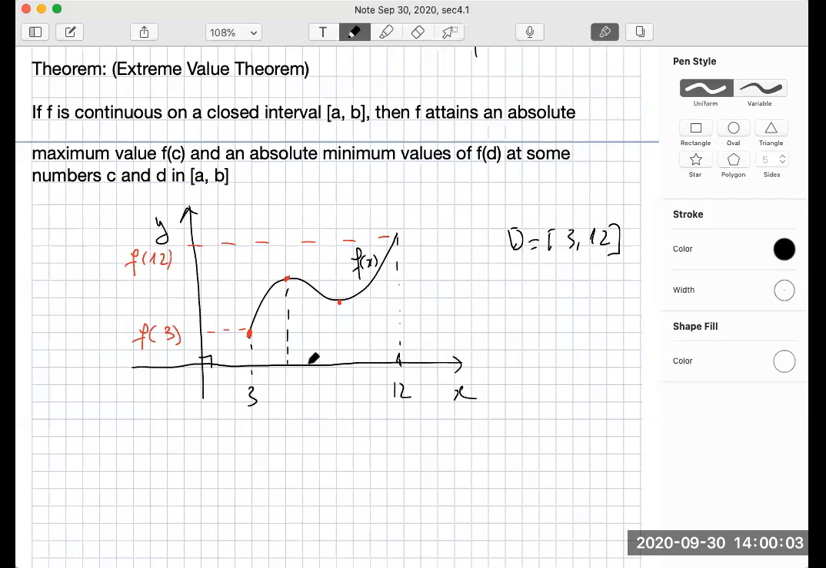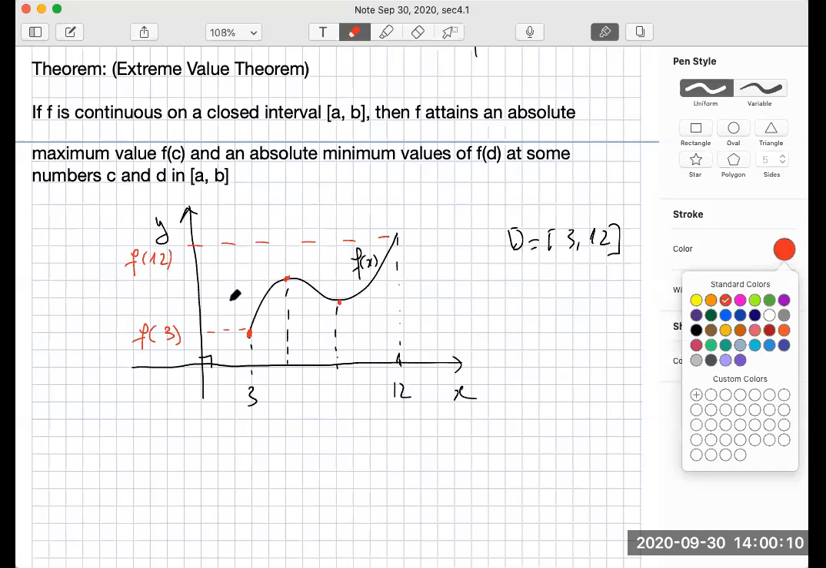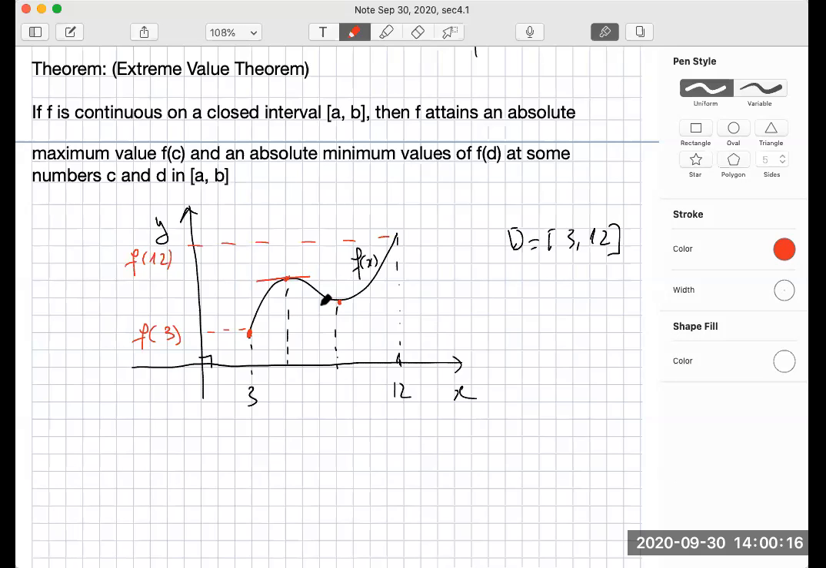And here, how about these points? What are they? Local max and local minimums. Thank you. Who was that? Sorry. Ashley, thank you. So those are local maximums and local minimums. Very good.